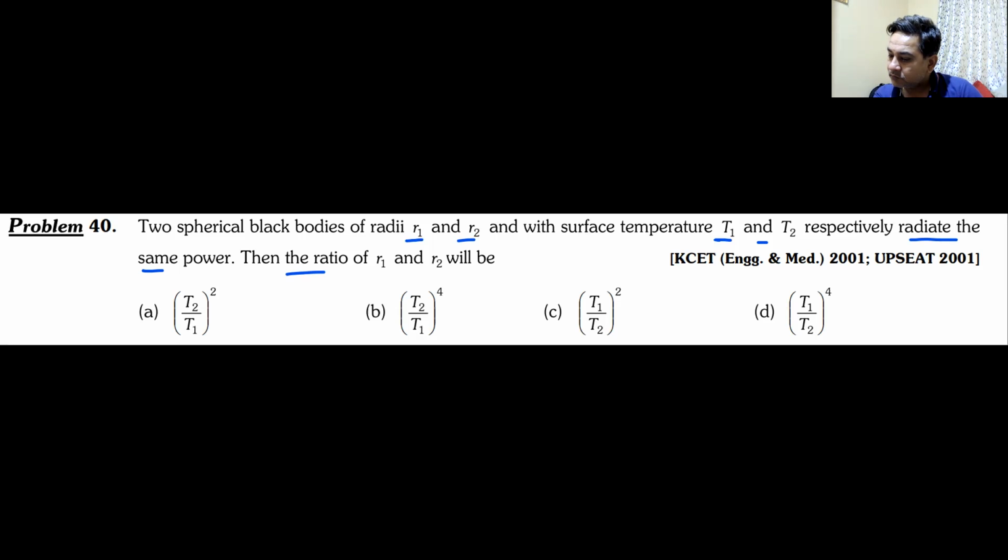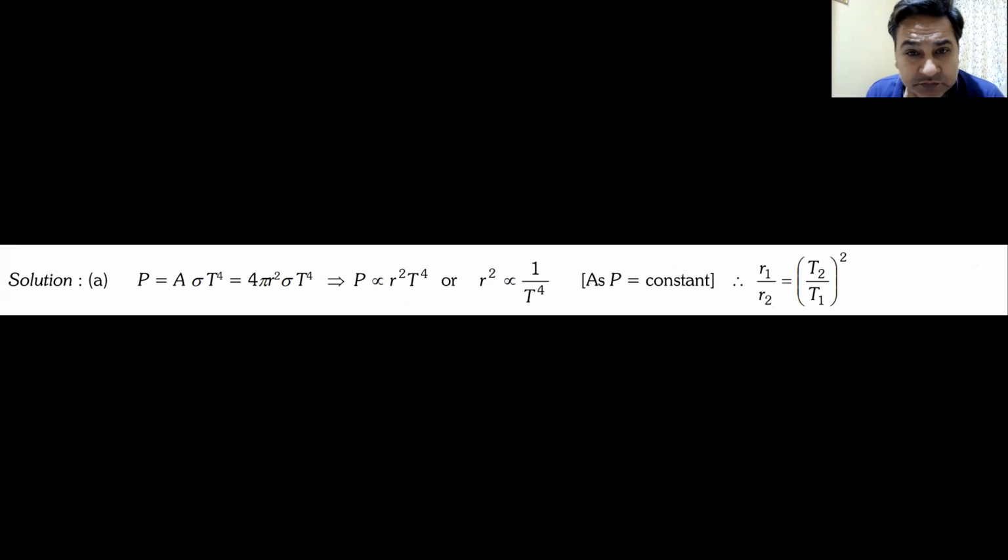R1 by R2 is equal to T2 by T1 whole square. Remember, when you say T2 and T1, they must be in kelvins. Do we understand this? Yes, sir. Remember, it was only energy radiated, energy emitted, not energy lost or gained. So it is directly proportional to the absolute temperature raised to the power 4, and not T to the power 4 minus TS to the power 4. Do we understand this? Yes.